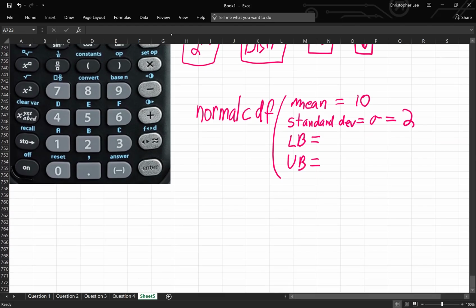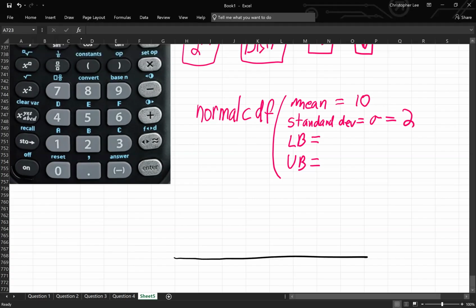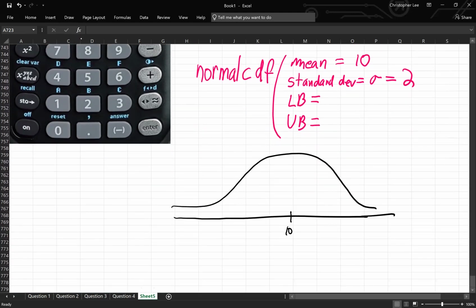All right. Always, for every question that you get that's a normal distribution, I need you to draw your distribution, like so. We know that our mean is 10, and we know that they're asking us for 11 to 14. That's 11, that's 14. We know that they're asking us for this area right here in the middle.